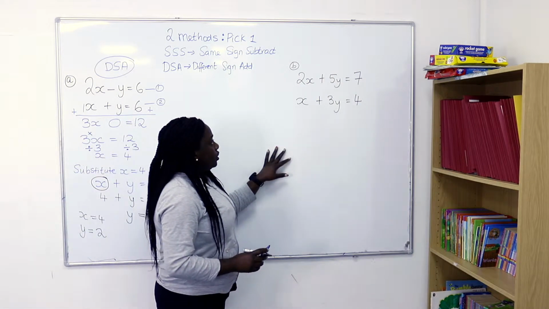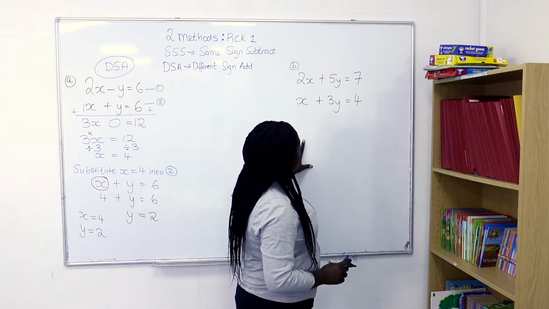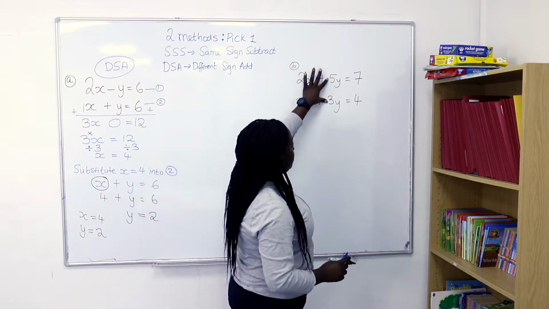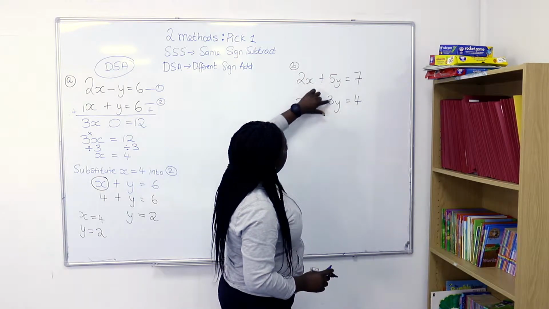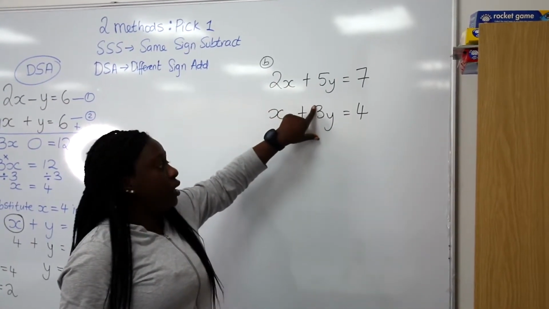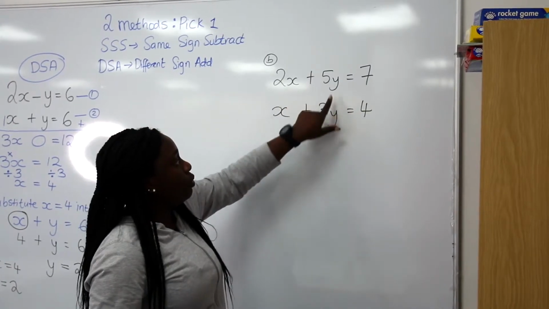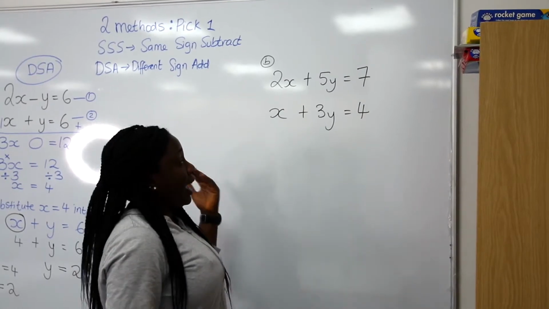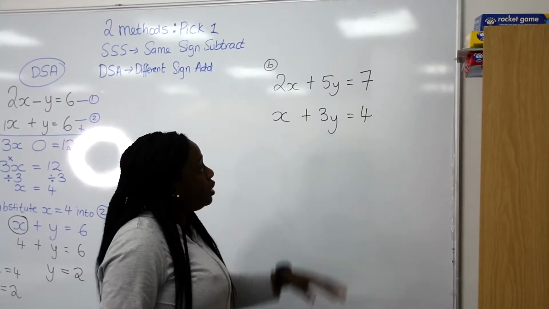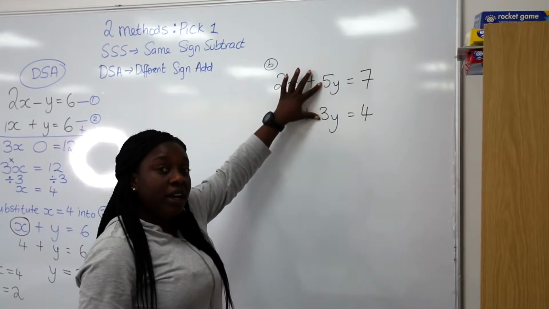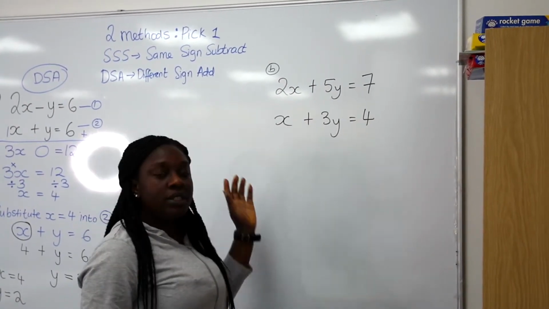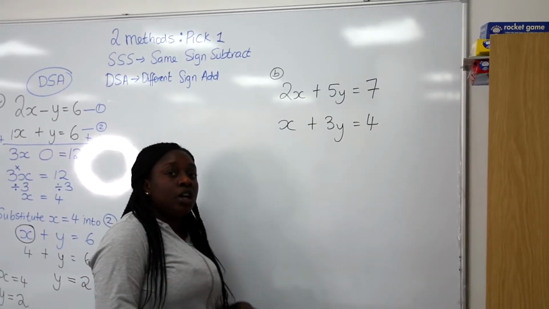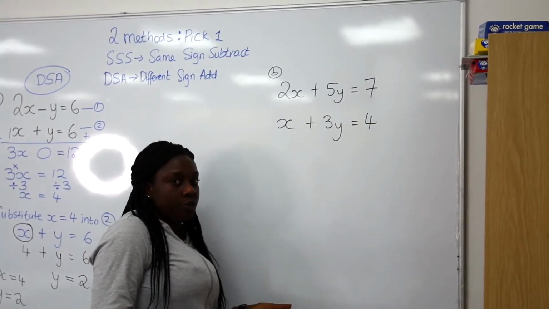So moving on to the next question. The difference between this question and the first example I did is that the middle numbers here are not the same. The other question I did, both the y's were just y's, and we know there was 1 in front of both of them that no one bothers to put, but at the end of the day they were still the same numbers. But in this case we've got 5 and a 3. We can't use the DSA or SSS rule just yet. We need to do a swap first before we use one of the methods.